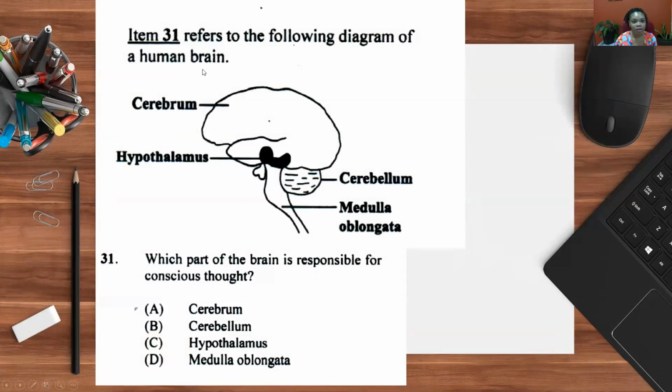This item refers to the following diagram of a human brain. So you have the cerebrum, the hypothalamus, and below it would be the pituitary gland, which looks like a little boxing glove, the cerebellum below here, and the medulla oblongata. Which part of the brain is responsible for conscious thought? Again, the answer is the cerebrum.